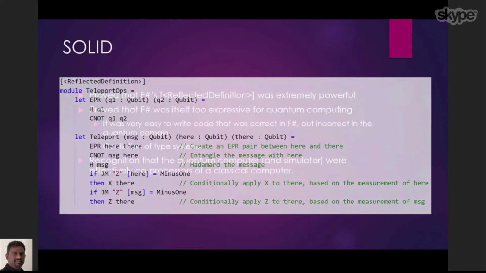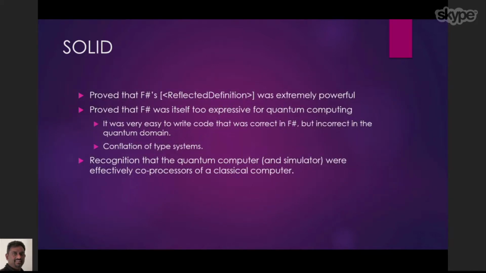So what was the net result of that? Well, F# reflected definition is extremely powerful and extremely cool. It allows you to use F# as a native language to express quantum computation. But then F# turns out to be too powerful because you can write code that is correct in F# but has no meaning in the quantum domain. And that becomes very difficult to extract by just looking at the AST. Effectively, what you're doing is looking at the AST to try to determine the intent of what the person was trying to write so that you can discover the quantum set of instructions that needs to be equivalent to it.